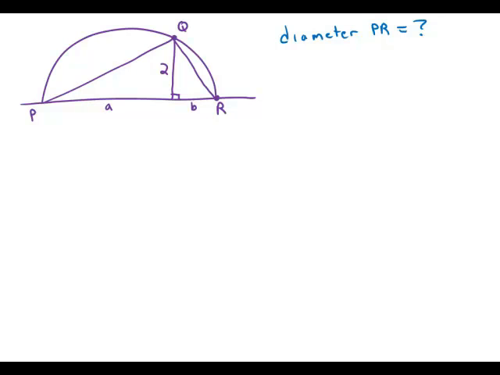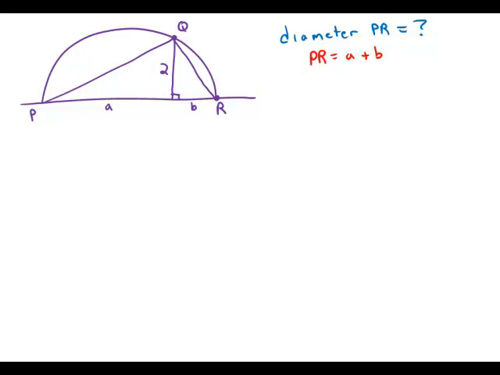If arc PQR above is a semicircle, what is the length of the diameter PR? Well, first of all, we know that that diameter PR equals length A plus length B. So if we knew A and B together, we'd be able to figure out the diameter.